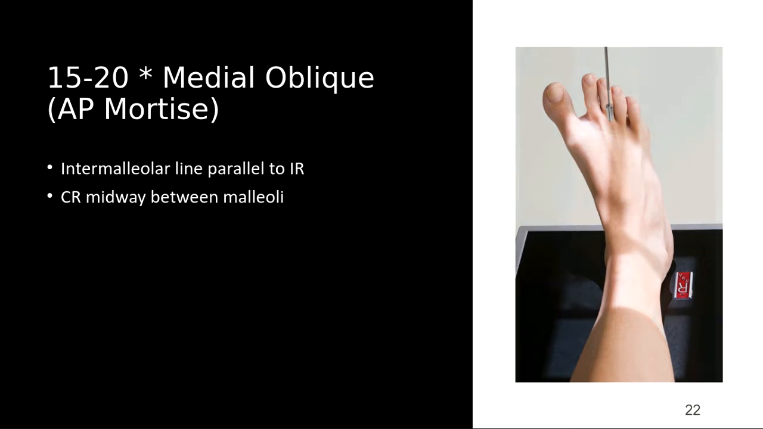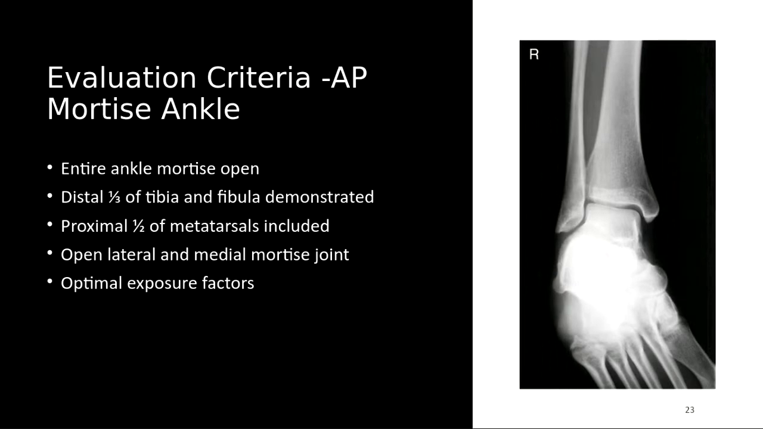And when we look at the image, okay, now the mortise, this view is done to open the mortise joint. So you have to have the entire ankle mortise joint open, which it is. If you look on here, you can see that this is open pretty much all the way across. You've got a nice open joint space in here. Okay, so fibula, tibia, talus, mortise joint coming right across. Medial malleolus, lateral malleolus.